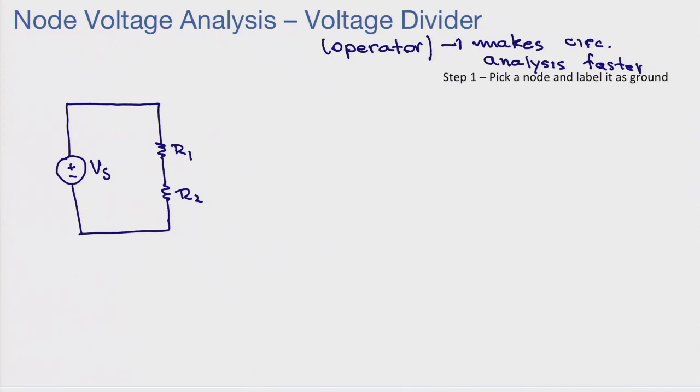First step, pick a node to label as ground. So first thing you're going to do, write down this circuit, it's simple, find how many nodes there are, and pick a node to be your zero. Meanwhile, I'm going to get situated.